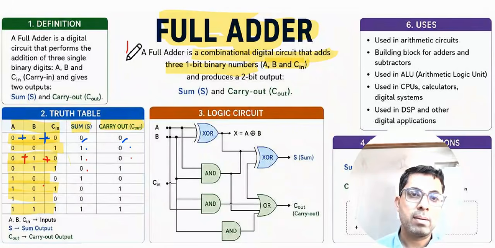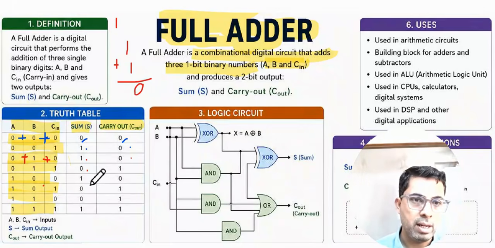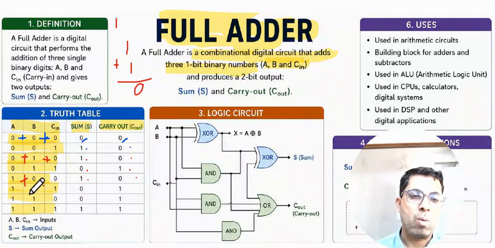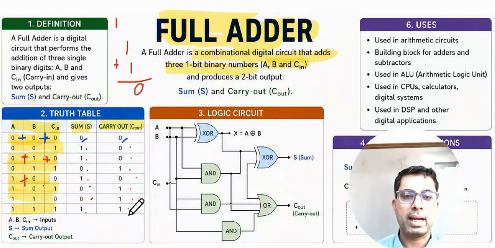1 plus 1 plus 1? What happens in binary addition, 1 plus 1? It is 0 and carry is 1. Carry generated 1, so I have written 0 here and carry generated 1. Again here 1 plus 0 plus 0 is 1, so sum is 1 and carry is 0. Then 1 plus 0 plus 1 is 0 and carry 1. Similarly 1 plus 1 plus 0 is 0, carry is 1, and 0 plus 0 is 0. And this triple 1, that is 1 plus 1 plus 1, sum is also 1 and carry is also 1.